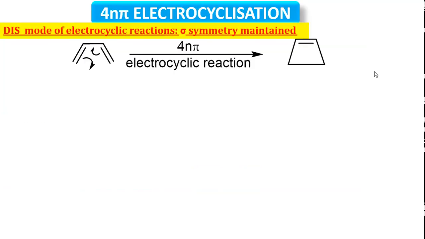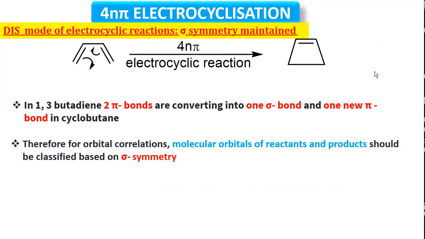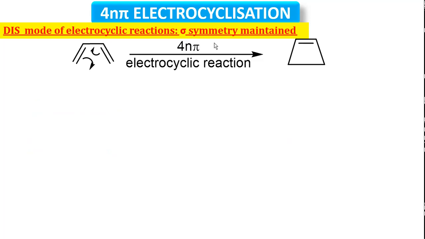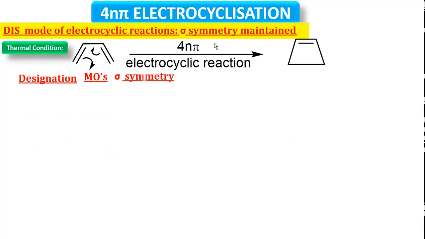To explain this mode of rotation, we have to classify the molecular orbitals with respect to sigma symmetry, because if you want to explain this mode of rotation, you have to follow sigma symmetry. Why we have to follow sigma symmetry, we will learn in FMO theory. So now thermal condition, molecular orbitals.